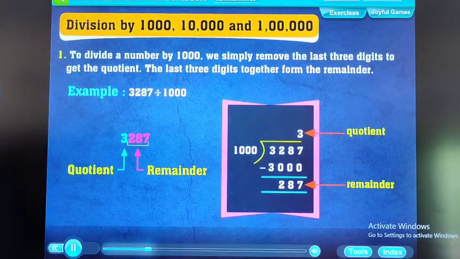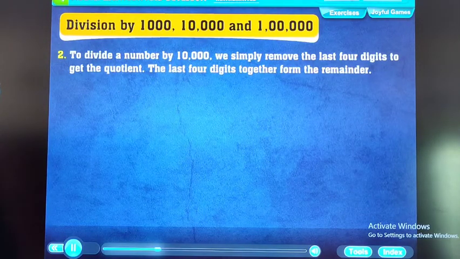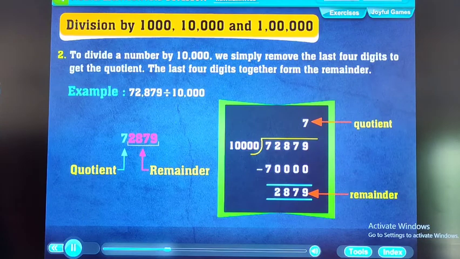Quotient, remainder. To divide a number by 10,000, we simply remove the last 4 digits to get the quotient. The last 4 digits together form the remainder. Example, 72,879 divided by 10,000. Quotient, remainder.